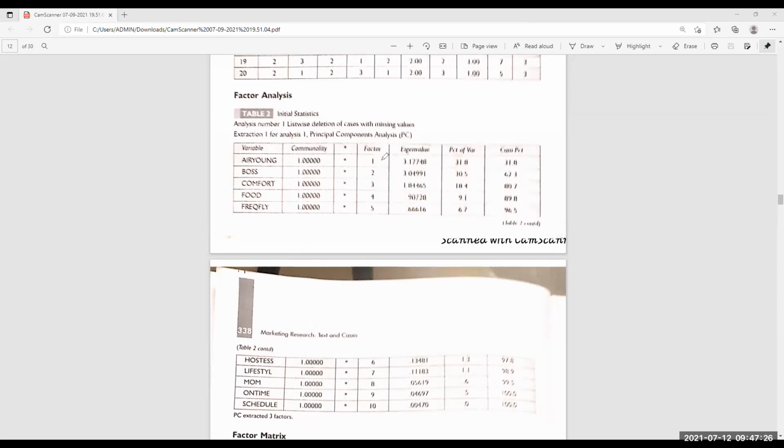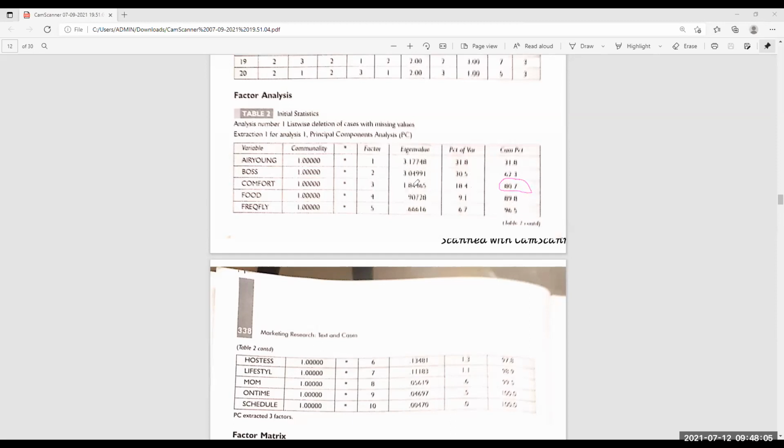Percentage of variation means the first factor contributes 31.8% variation in the entire data set. The second factor has individually 30.5% variation. Cumulatively, this column shows 31.8 plus 30.5, which is 62.8, some figure which is here. So this is the cumulative calculation. The 3rd factor here is 80. What is 80 here? It means 31.8, the second factor 30.5, plus 18.4. All right. So cumulative variance of 3 factors.